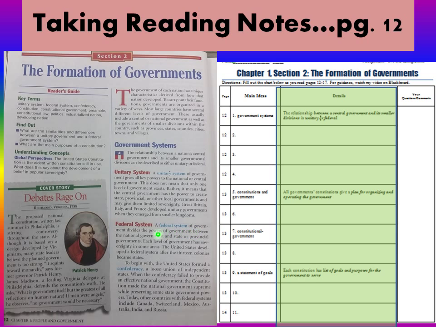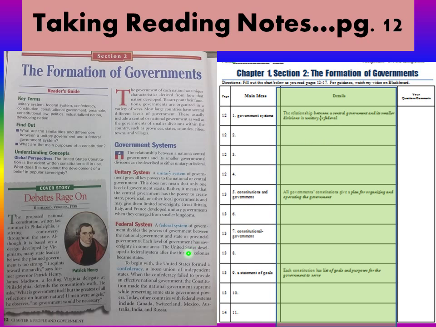And number 3, federal system. What is it? How is it different from unitary? Government divides the powers of government between national government and state. So for 3, you could just put power is divided between national government and state governments. Whereas in unitary, it's just national government has all the powers.